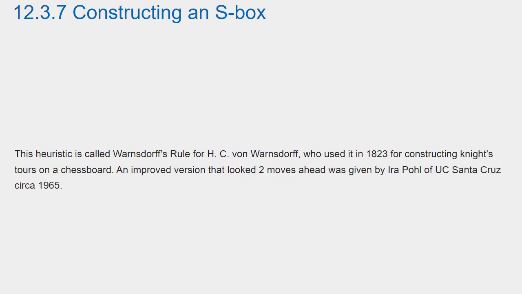Historic aside. This heuristic is called Warnsdorf's rule, for H.C. von Warnsdorf, who used it in 1823 for constructing knights' tours on a chessboard. An improved version that looked 2 moves ahead was given by Ira Pohl of UC Santa Cruz, circa 1965.